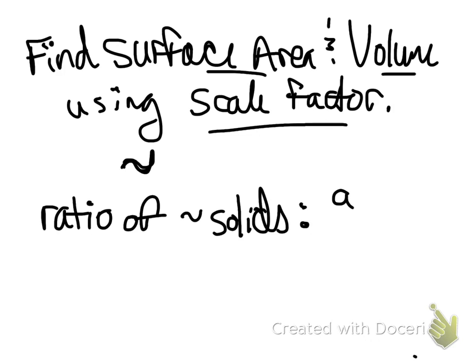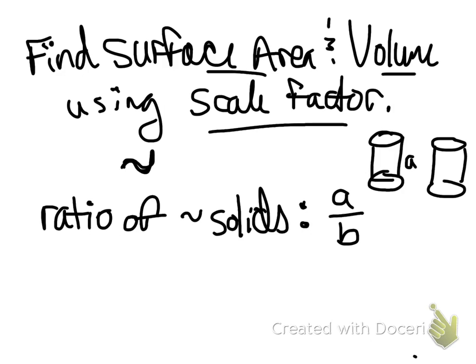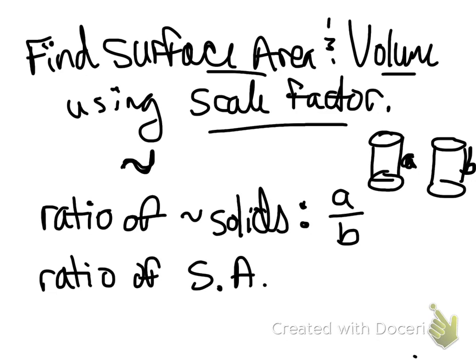is, as we just did, A over B, right? If we had, say, A for the height there, and then in this shape you had a height of B, so it'd be A over B would be like a scale factor. The ratio of surface area, it's not just A over B, but it's A squared over B squared. Okay, you're talking about area.